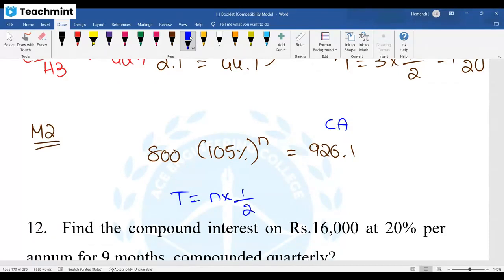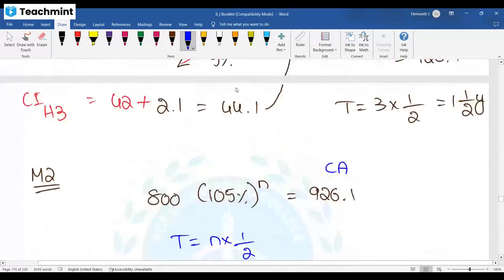Okay, this is the other method, but for this you need a calculator or the logarithm concept to be applied, taking log on both sides. N log 105% is equal to log of 926.1 divided by 800. We need some calculator to support this. Better that you know the two logarithms. Logarithm table required, then we can do things. But okay, this is not recommended in exam. This one you can go ahead.